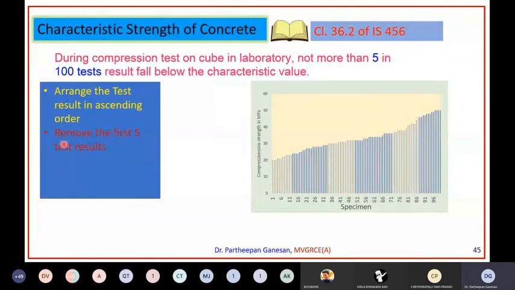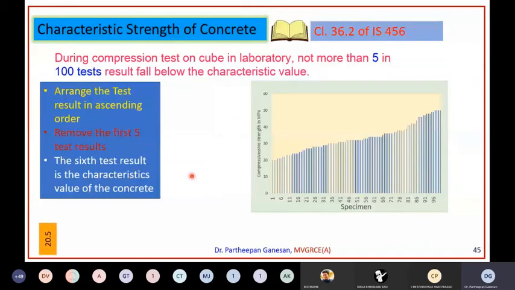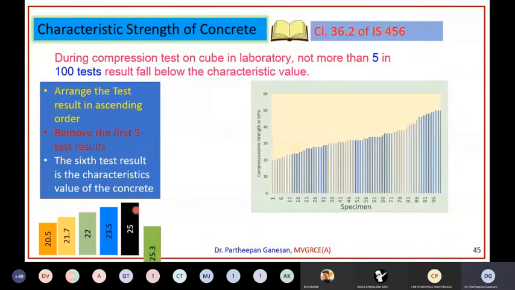Now remove the first 5 test values. For example, the 6th test result is the characteristic value of the concrete. So here my first value is 20.5, second value 21.7, third value is 22, fourth value is 23.5, fifth value is 25, sixth value 25.3. And like that, I will have all the 100 results going on like this.